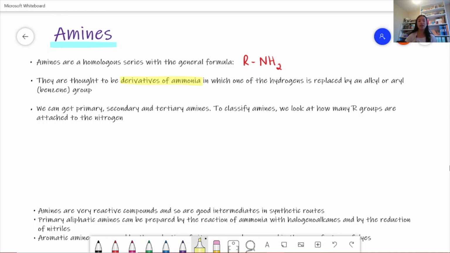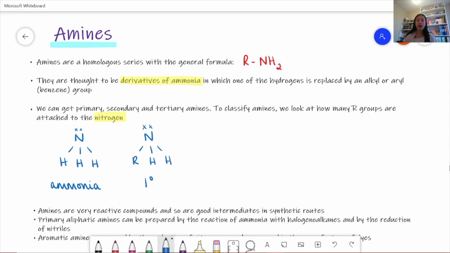To classify amines, we look at how many R groups are attached to the nitrogen. First we have ammonia. Ammonia is NH3, so we have nitrogen with 3 hydrogens attached, and there's also 1 lone pair of electrons on the nitrogen. This is ammonia. And then we have a primary amine. That's where we have nitrogen and then 1 R group, and the other 2 are still hydrogens. This is a primary amine, and again we have the lone pair of electrons.